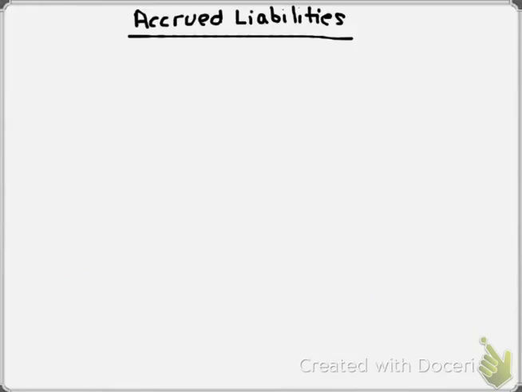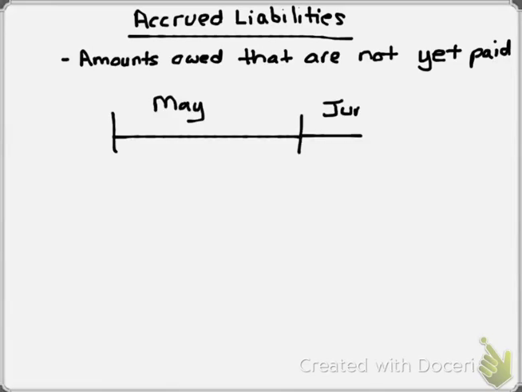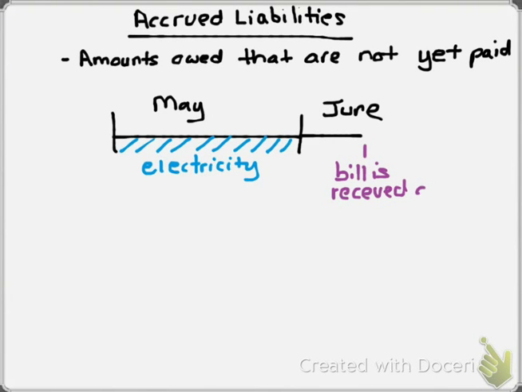Next, let's take a look at accrued liabilities. Accrued liabilities are amounts that are owed but have not yet been paid. Typically, we're talking about expenses. Let's take a look at an example. Now, let's look at a timeline here, and we've got the month of May and June. Let's take a look at electricity. We know that electricity is used up during the month. So for the month of May, the electricity that's used up is paid in June. We receive the bill in June and we pay it in June. But remember, the matching principle says that even though we paid this bill in June, this bill was for May's electricity expenses. So we have to treat it, record it, and report it as a May electricity expense.